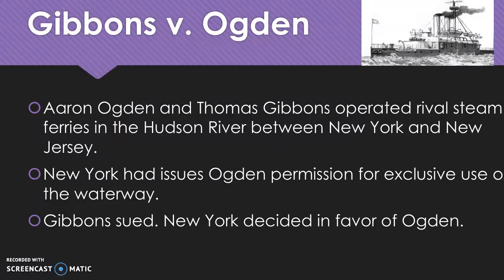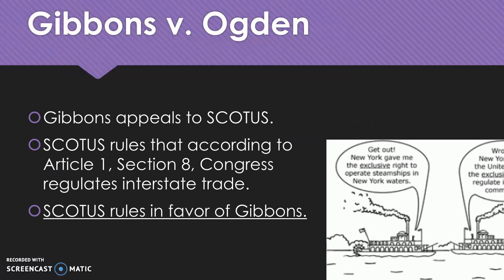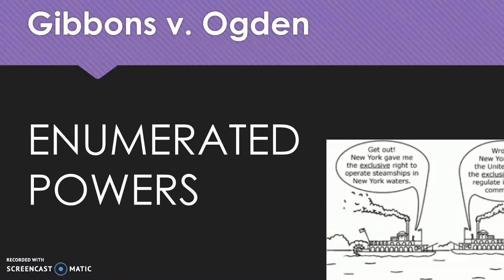New York, of course, sides in favor of Ogden, but Gibbons appeals to the Supreme Court, and the Supreme Court says that, in fact, the state of New York cannot determine who may or may not operate in interstate spaces, which in this case was that waterway between the two states. So these are enumerated powers, powers that are listed as belonging to the federal government, that power to regulate interstate trade.